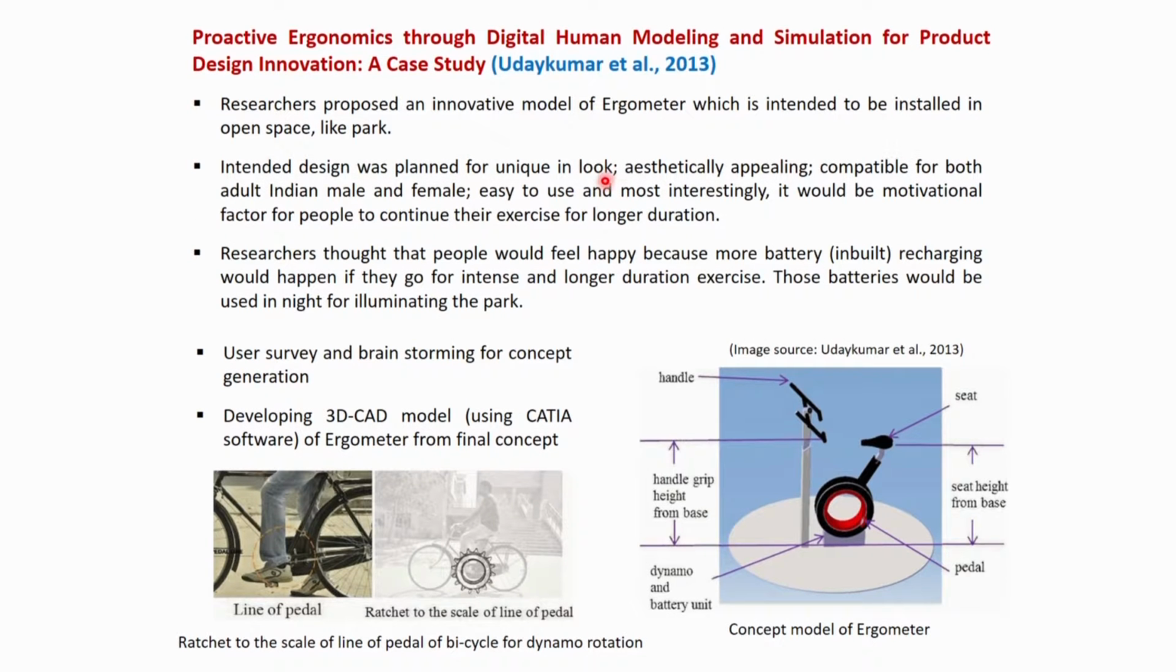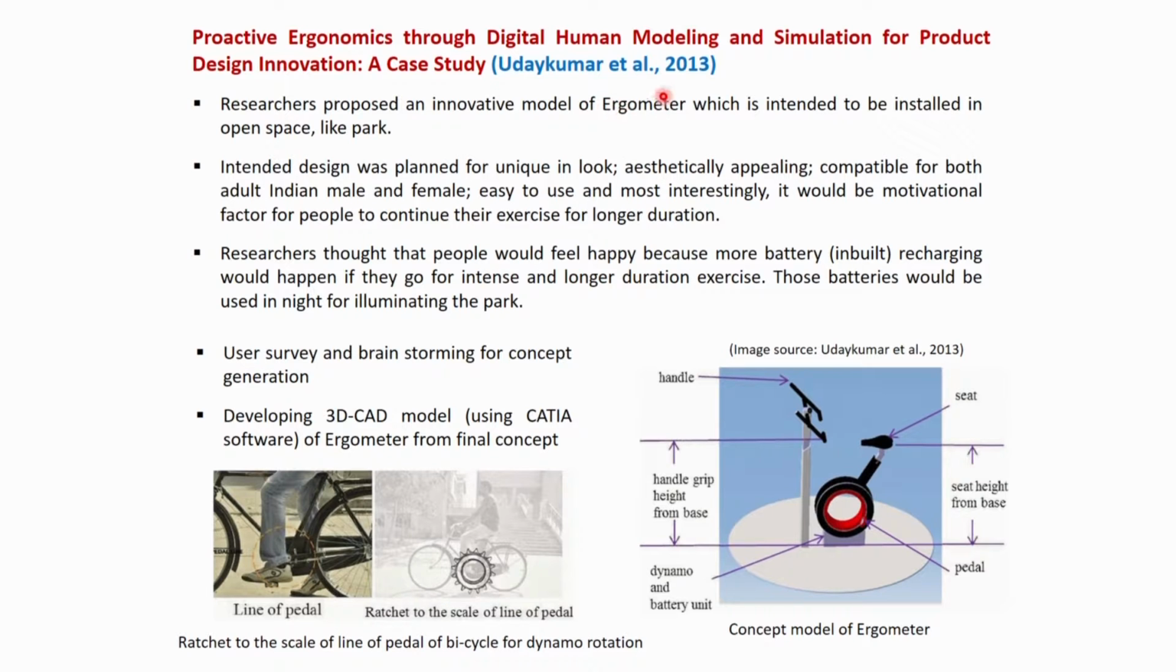Now, moving to the next paper by Uday Kumar et al., 2013. The title of the paper is Proactive Ergonomics through Digital Human Modeling and Simulation for Product Design Innovation. This is a case study. In this case study, researchers proposed an innovative model of an ergometer, which is intended to be installed in an open space like a park.